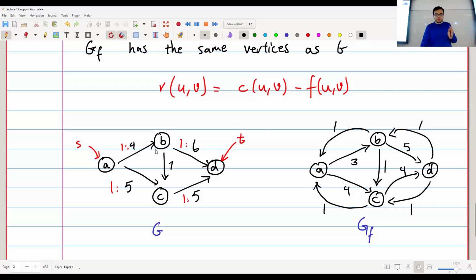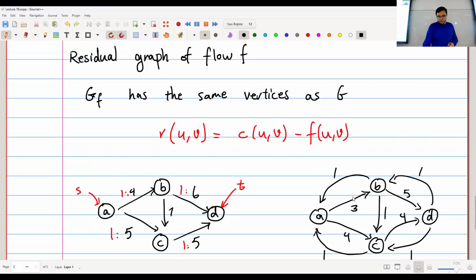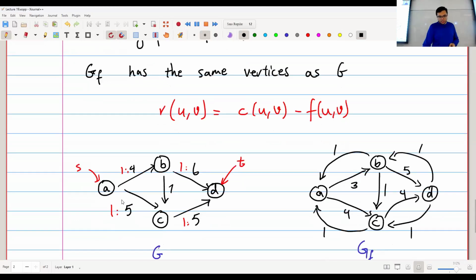But when I'm pushing, I have to be careful. Sometimes I actually have this edge in the original graph, so I push more flow in it. Sometimes I have the reverse edge, and there is already some flow, and I'm just canceling that flow. Okay, great. So every iteration of this algorithm is called an augmentation. Every time that I find a path in this residual graph, and I change the flow on that path in the original graph, that's called an augmentation.